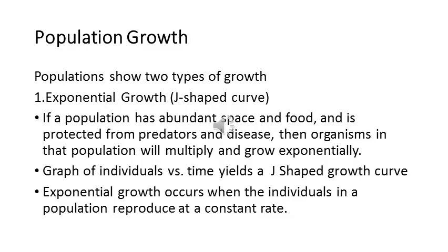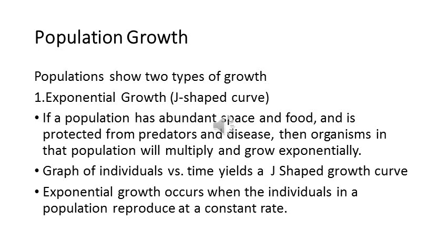Populations show two types of growth, exponential growth and logistic growth. Exponential growth shows a J-shaped curve. If a population has abundant space, plenty of food, and is protected from predators and diseases, then the organisms in that population will multiply and grow exponentially.